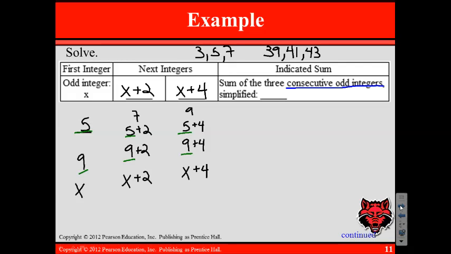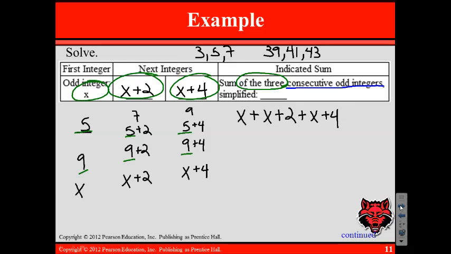We go to the last cell in our table to determine what we're actually trying to find. We want the sum of all 3 consecutive integers. So we have x, x plus 2, and x plus 4. All 3 of those need to show up in the simplified sum. So x plus x plus 2 plus x plus 4. We find our like terms. We have x and x and x. That adds up to 3x.